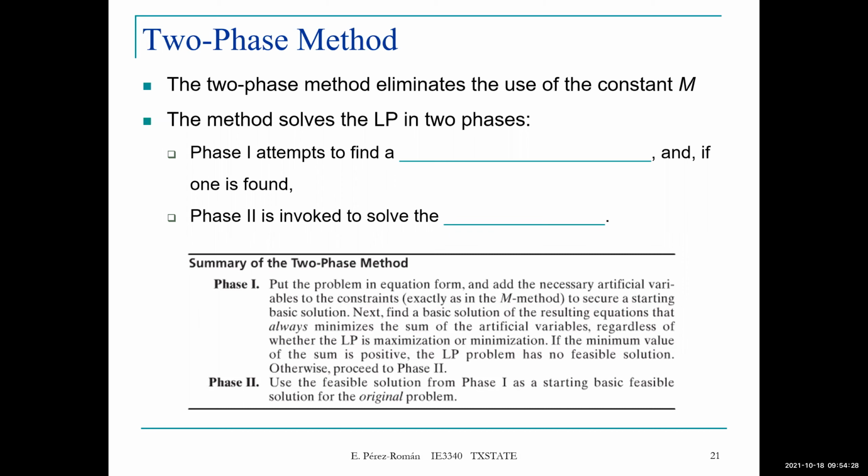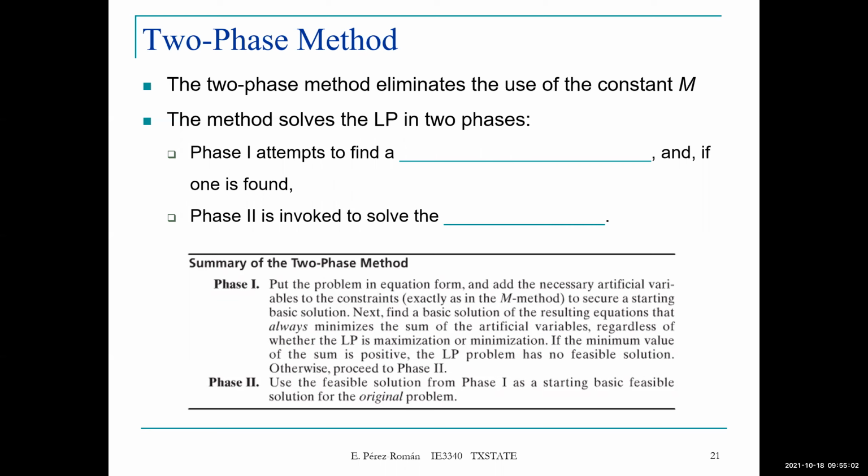We want to find an initial solution for those problems that have greater-or-equal-to or equality constraints. But now we're going to look at a different strategy. The two-phase method eliminates the use of the constant M. So that's the difference. We don't have to worry about finding a large coefficient for the objective function that is going to penalize the artificial variable. However, this method requires two phases. That's why the name is two-phase method.